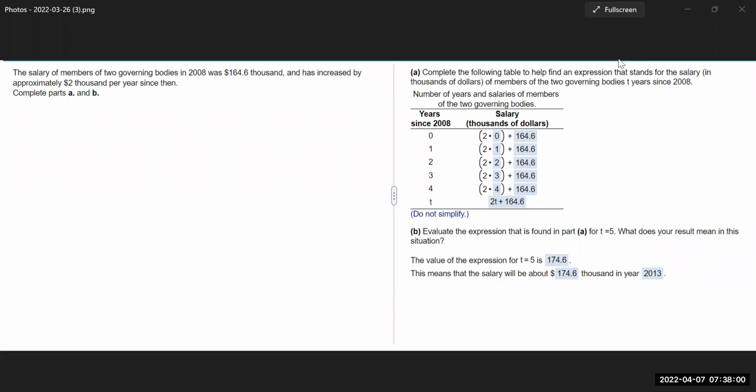The salary of members of two governing bodies in 2008 was $164.6 thousand and has increased by approximately 2,000 per year since then. Now, when you encounter this piece of problem, this is a linear model. This is a linear modeling problem.